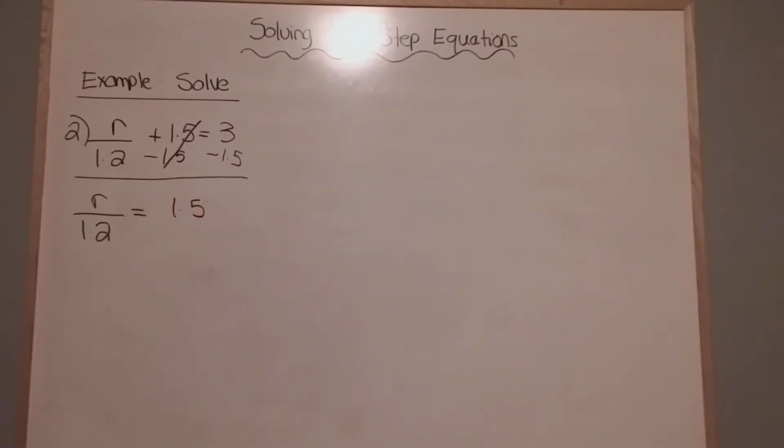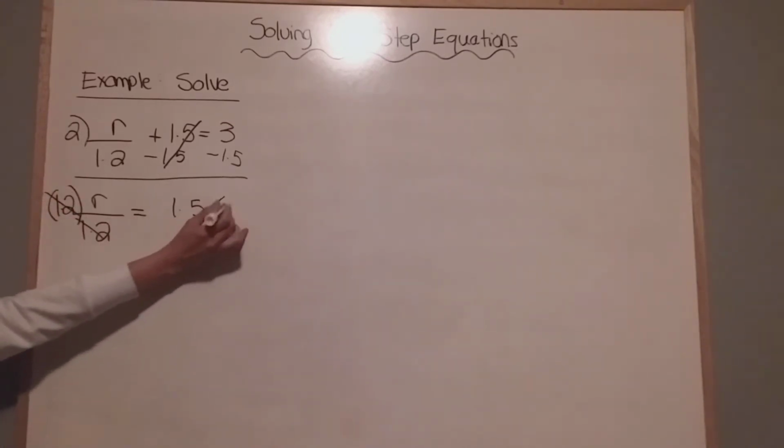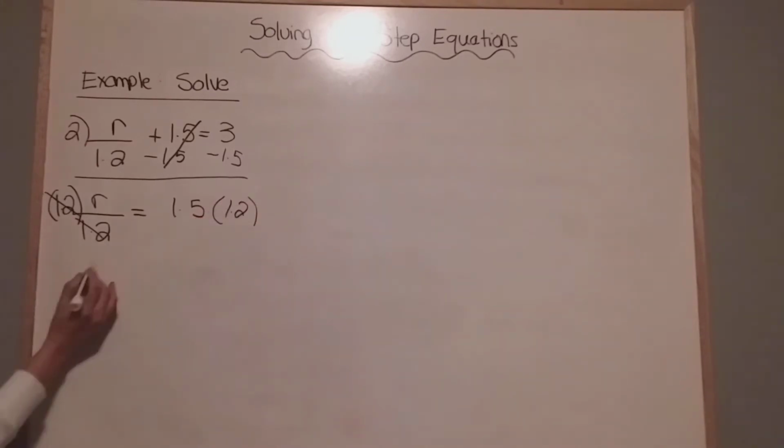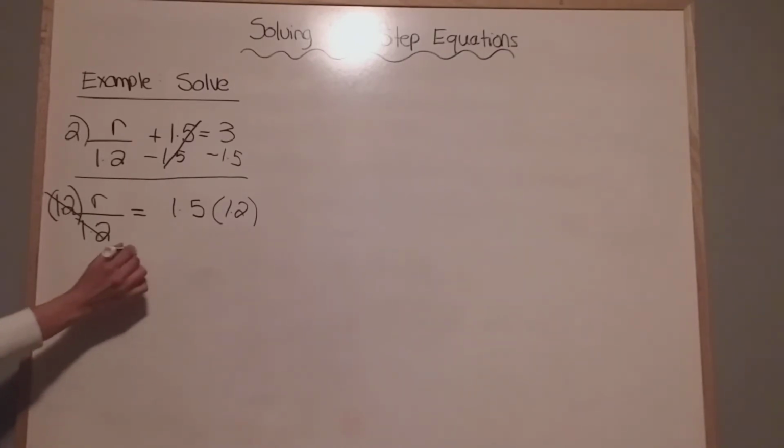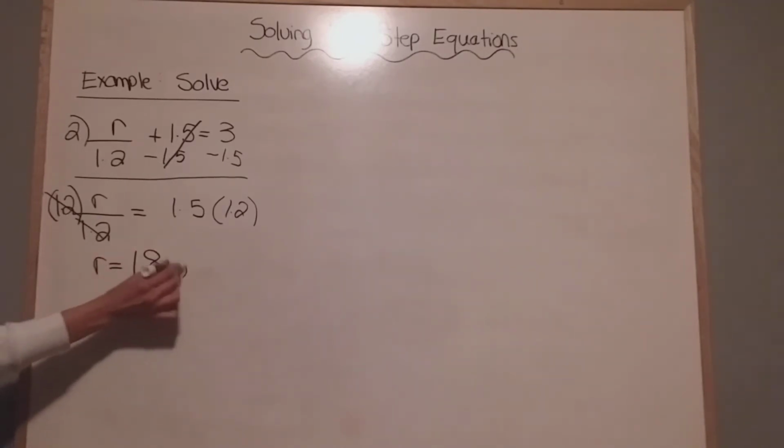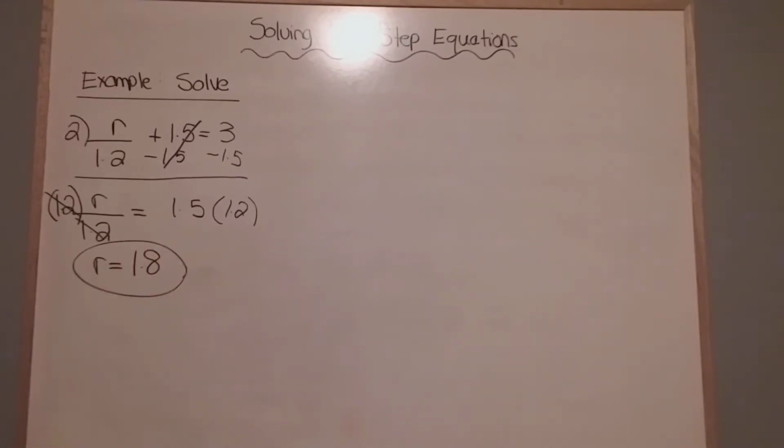So my first step was to move the constant. My second step is to multiply with the 1.2 because it's r divided by 1.2. So I multiply this side by 1.2. That will cancel. So I have to multiply this side by 1.2. So my r is going to be equal to 1.5 times 1.2, which gives me 1.8. And that is my final answer for question number 2.